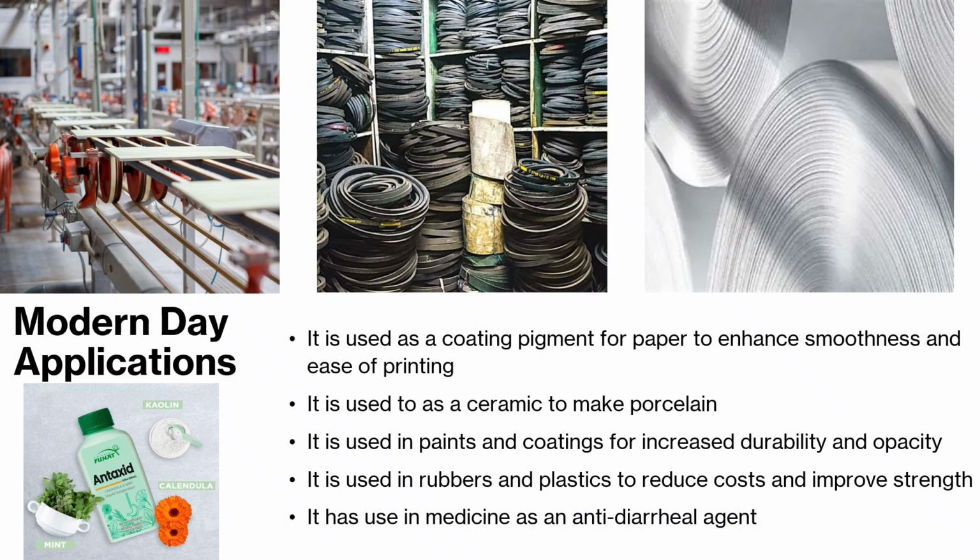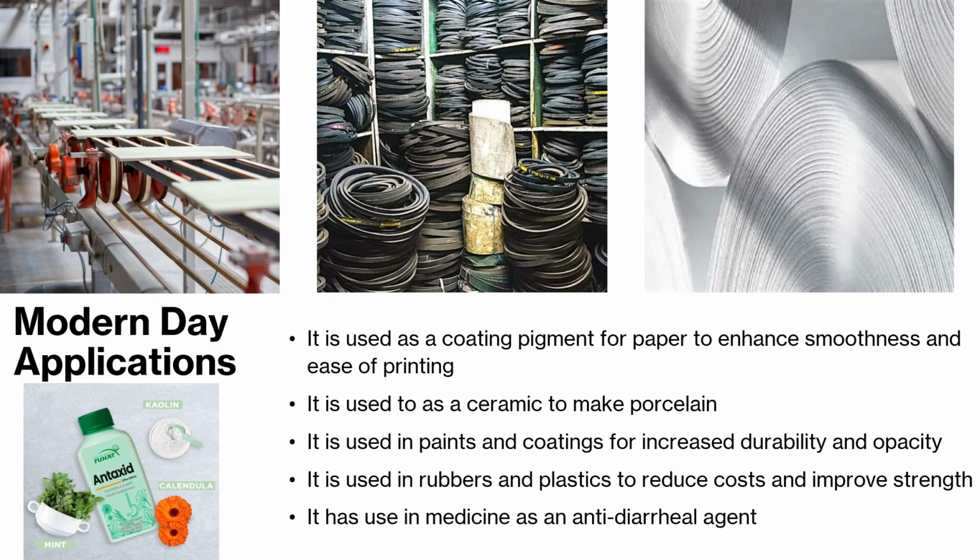Modern day applications of kaolin. Kaolin still has a wide variety of uses in different sorts of industries, even today. The first of noteworthiness is as a coating pigment for paper, meant to enhance its smoothness and its ability to be printed, and it's also why certain magazines feel so smooth to the touch.